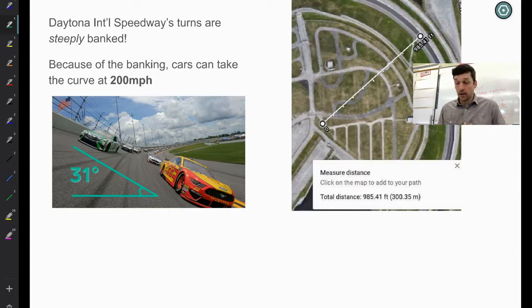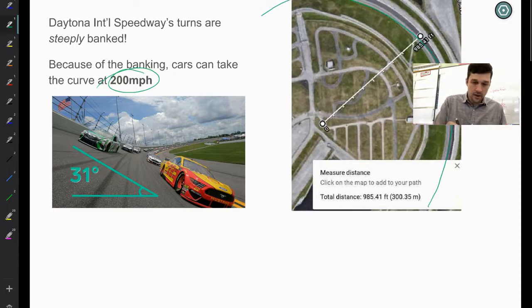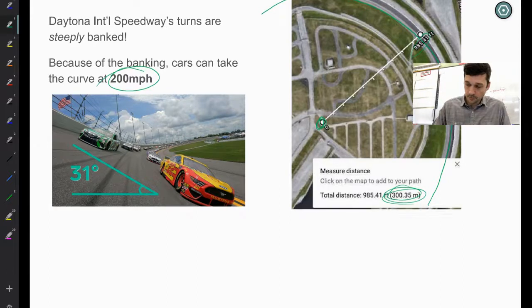All right, so one thing: Daytona International Speedway has really, really steeply banked turns, 31 degrees, really steep. And cars can take that turn at 200 miles per hour. So we're going to analyze one particular turn on the Daytona International Speedway, which has a radius of about 985 feet, which conveniently is 300 meters. And we're going to try and drive our car around this 31-degree banked turn.